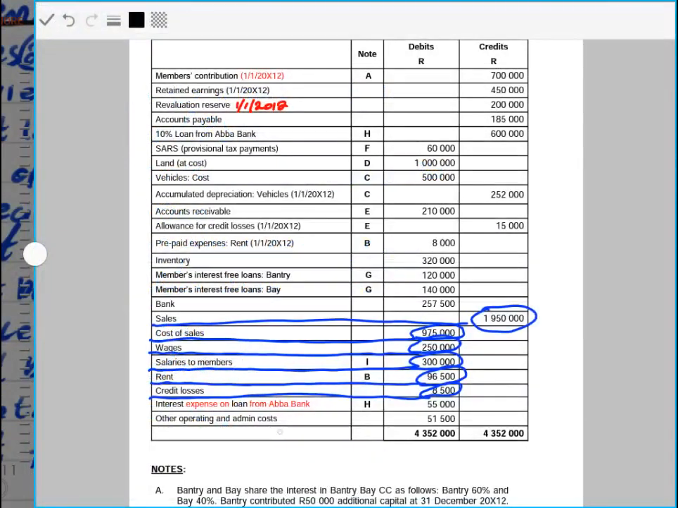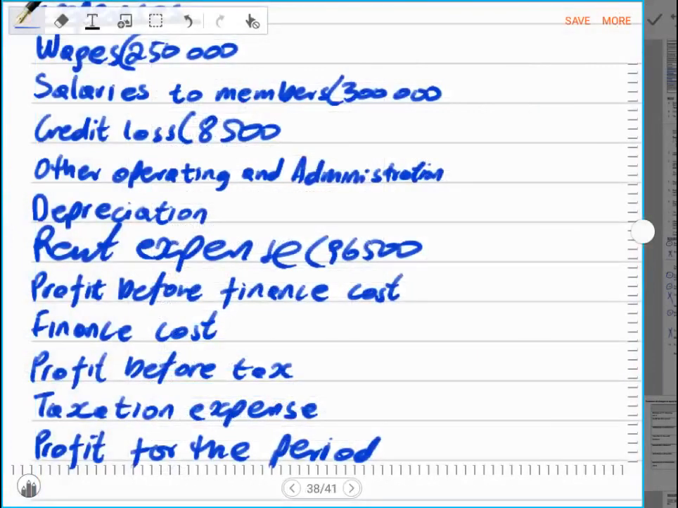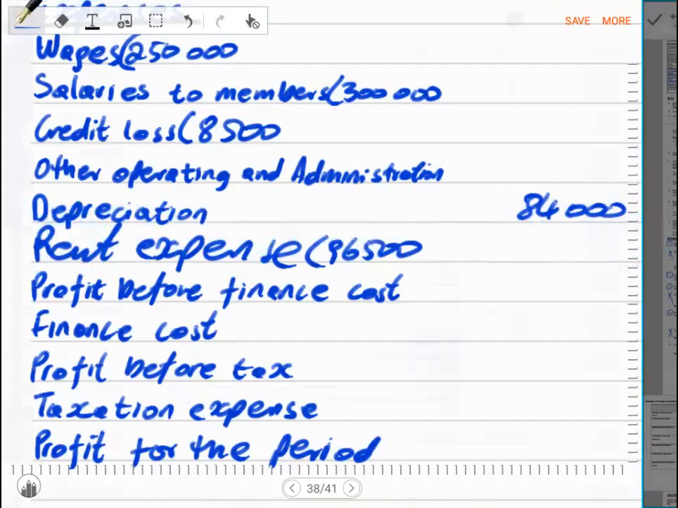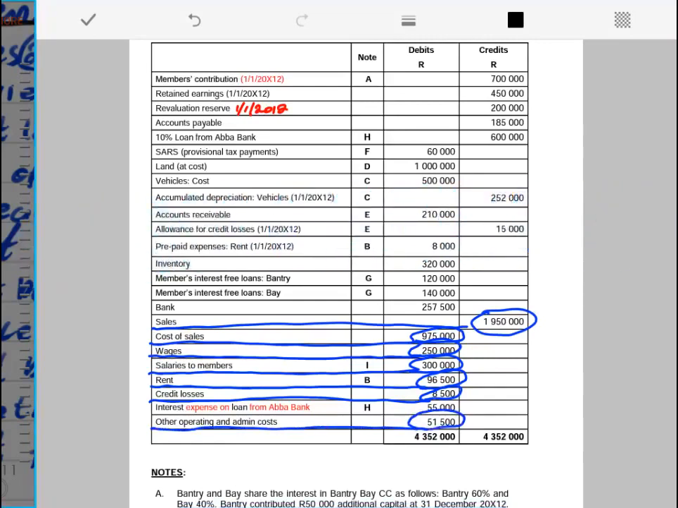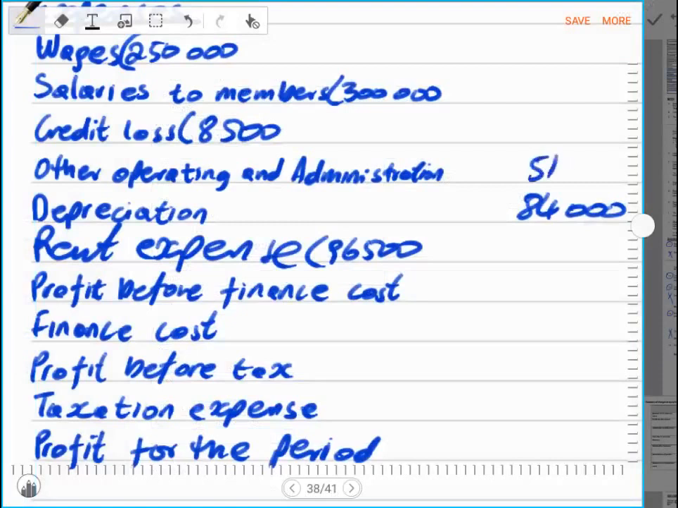Then after, we have to account for the depreciation. Remember, once again, you will not be required to do much calculation for depreciation. So hence I also gave you that 84,000 rands for the depreciation. That is already calculated for you. Then we look for the next expense, which is other operating and administration expense. For this one, we don't normally have an adjustment. 51,500. I can just write it as other, total.